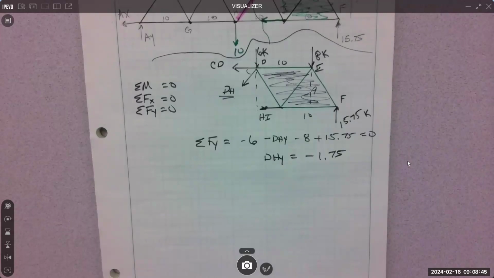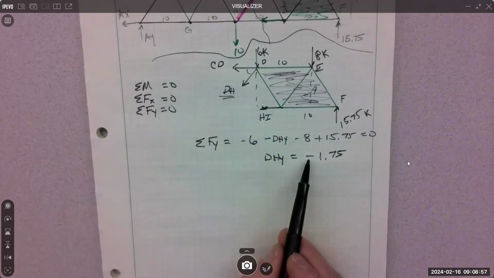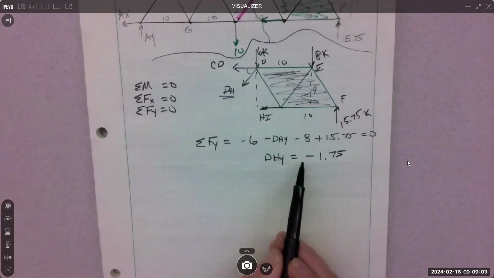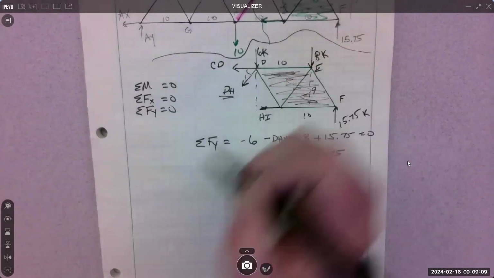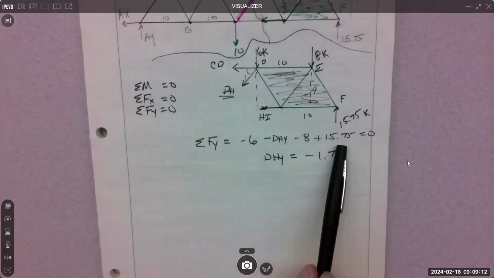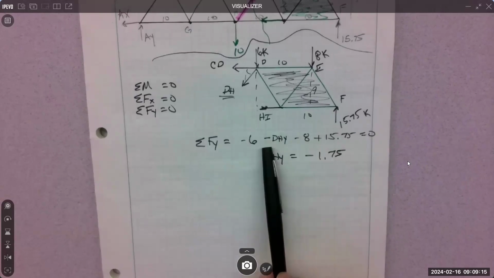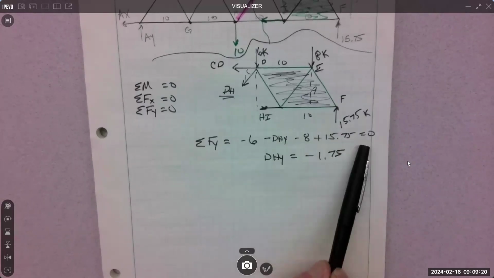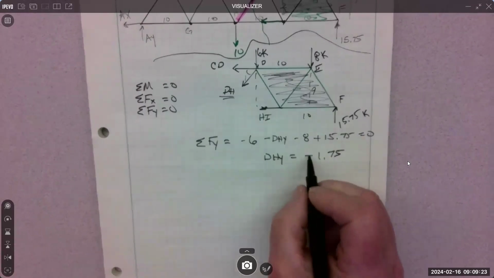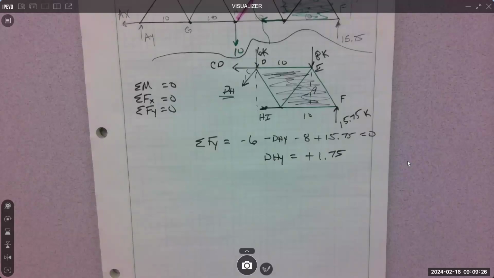I got negative 1.75. What's that mean? What does this mean? It means the direction we chose is incorrect. DHY does not point down. Oh, wait. Is that because we switched all the signs when we did the math? Oh, this is switching over. Oh, so that's positive. Yeah, darn. I was hoping it would come up negative.